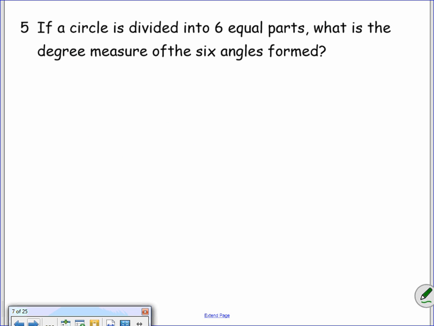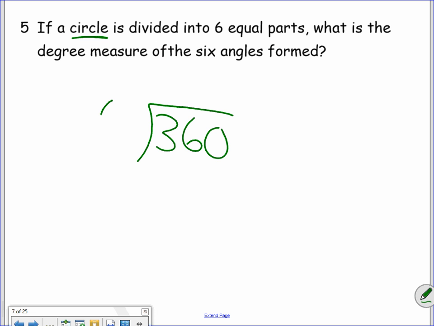The circle is divided into 6 equal parts. What would the degree measure of the 6 angles be? Well, we have 360 again, because it's the whole circle. Divide it by 6. 6 goes into 36 6 times, so it'd be 60.